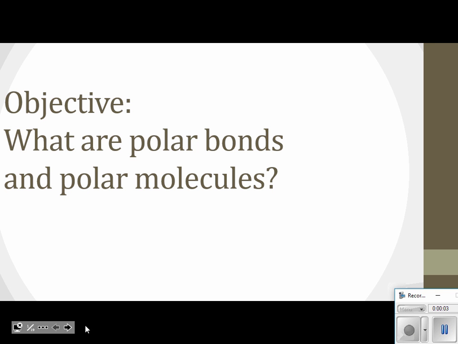Our objective for this lesson is to be able to tell me what polar bonds are and how they differ between polar bonds and polar molecules. How polar bonds are different than what polar molecules are.